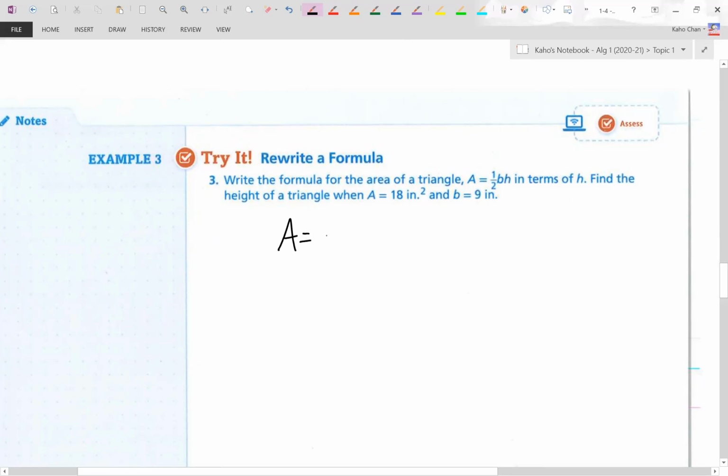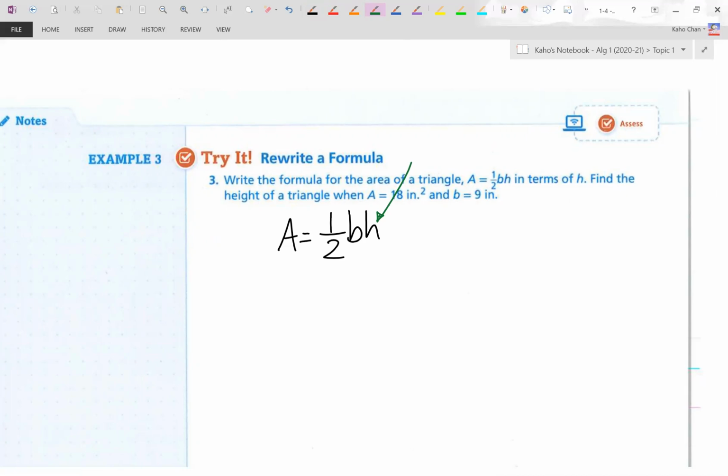I'm going to write this a little bigger. And we want to isolate the letter h, which stands for height, of course, from your geometry classes. Find the height of a triangle when A equals 18 inches squared and B equals 9. So before I do that, I just want to remind you where this formula comes from.